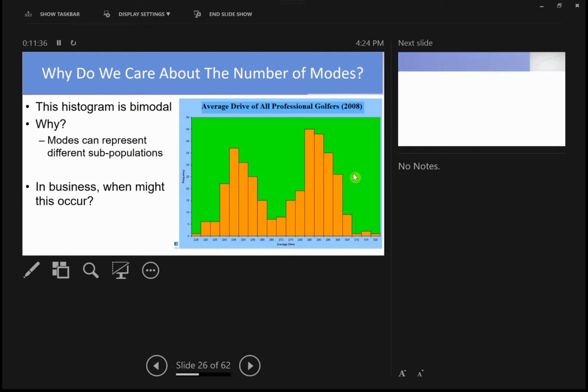So why are we interested in this? Because we're looking for subpopulations. Knowing that there are men and women in that data set, I would definitely split them apart and look at them separately, right? In business, this happens a lot. There are a lot of subpopulations. Think about demographics, right? Male, female, young, old. There are a lot of situations like this, so you have to look at the number of modes carefully.